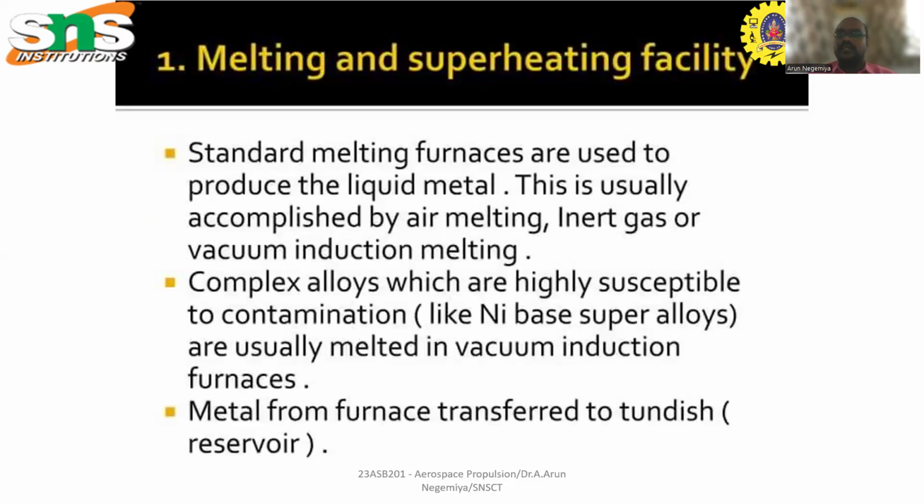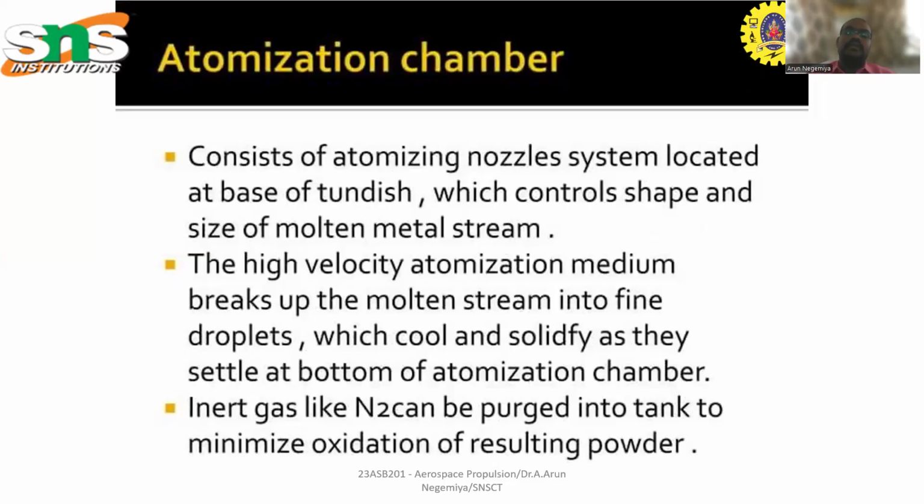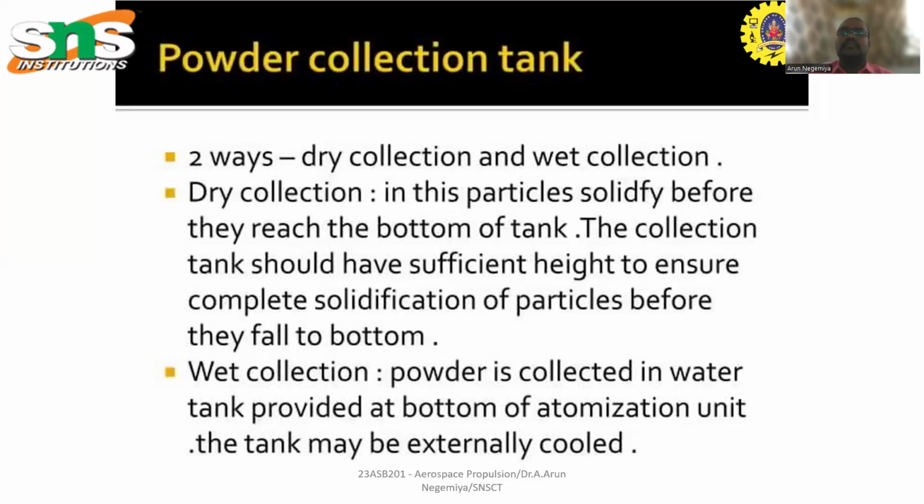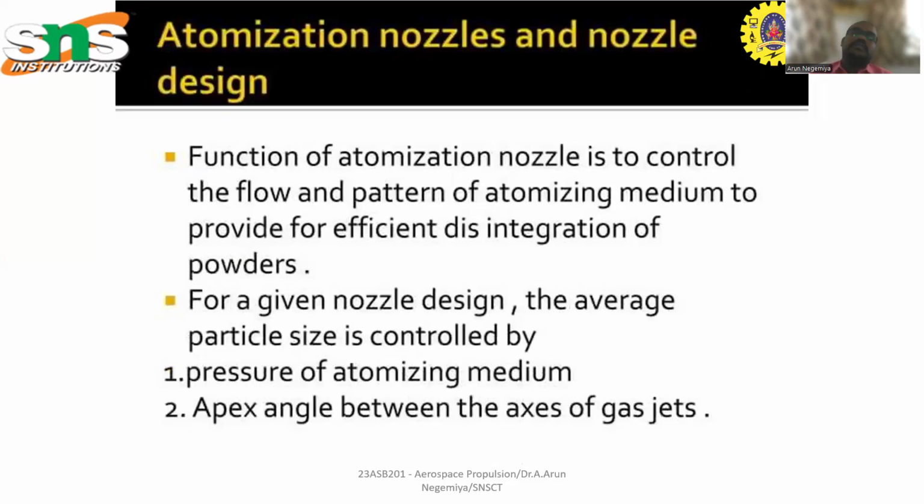The first one is the melting and superheating facility. In that case, it will be utilized as a heating chamber, like a furnace. There are many furnaces that can be used, like box furnace and vacuum furnace. In the atomization chamber, mostly they are using nitrogen gas or some other gases, and for powder collecting they are using the hopper. It will be utilized for collecting the powder.